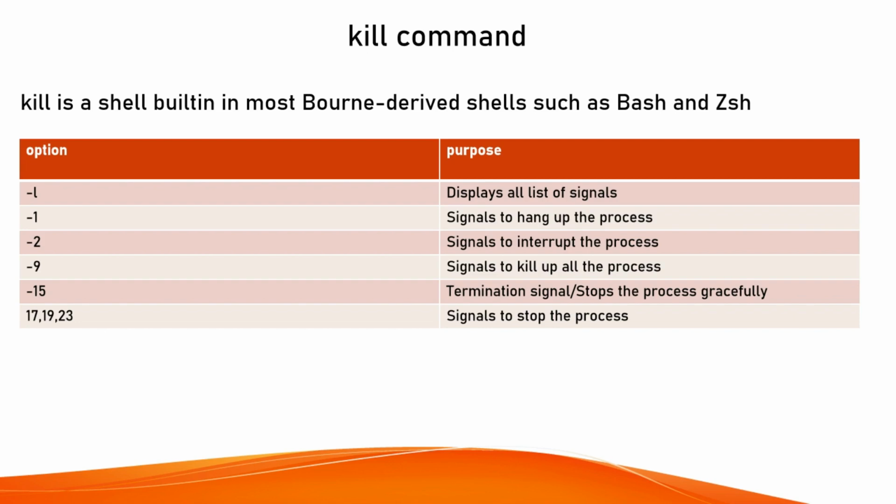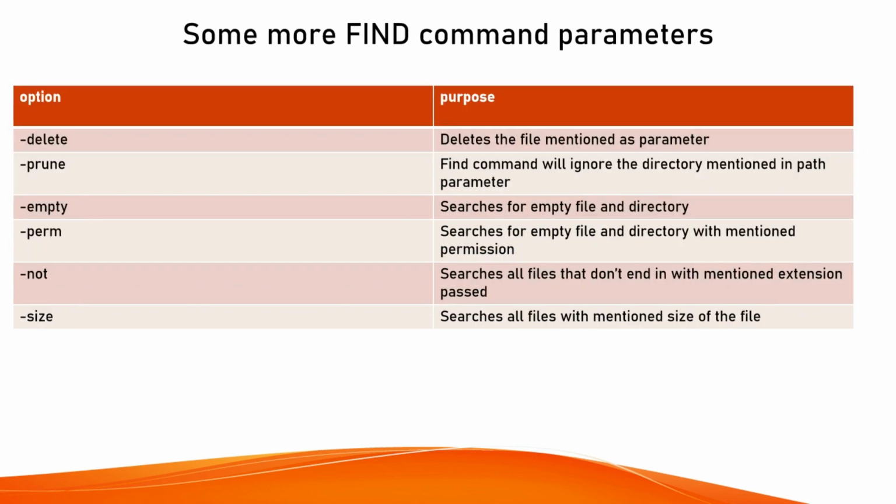-15 is nothing but called a termination signal. 17, 19, 23 are the options you can use if you want to stop any process, but make sure you pass the process ID. Moving to the next, the thing which we want to know in more detail when we are dealing with the find command, and those parameters are as follows.